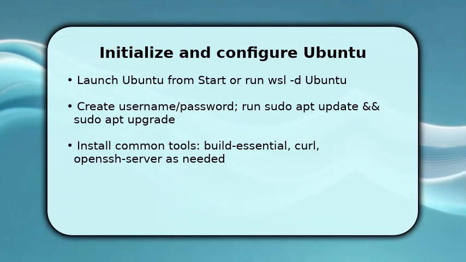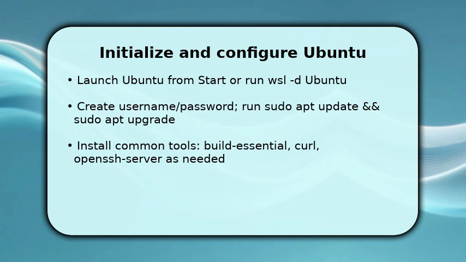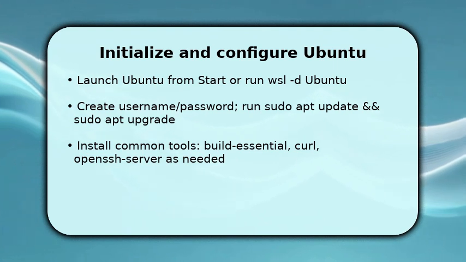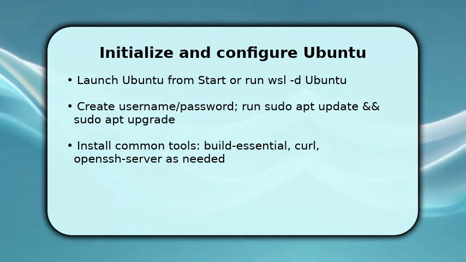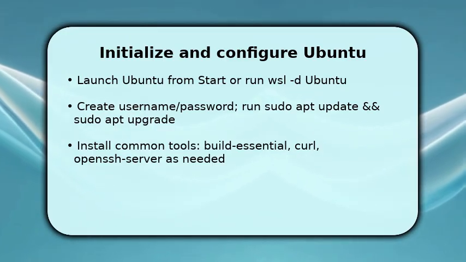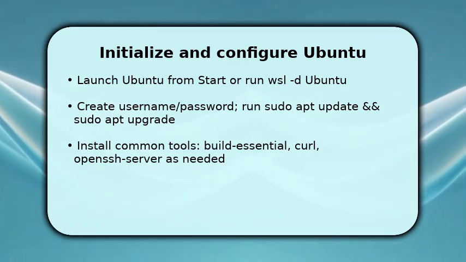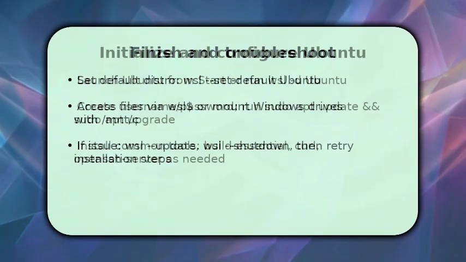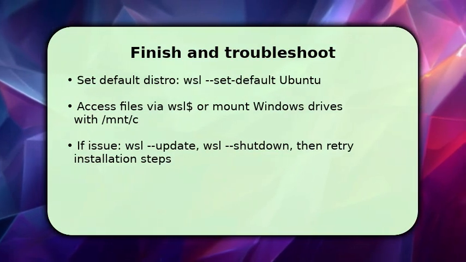If you plan GUI apps, enable WSLg on Windows 11 or configure an X server on Windows 10. You finish by setting Ubuntu as the default with wsl --set-default Ubuntu and test basic commands like ls, uname, and sudo apt install htop.